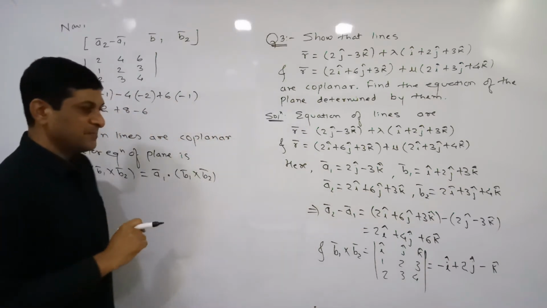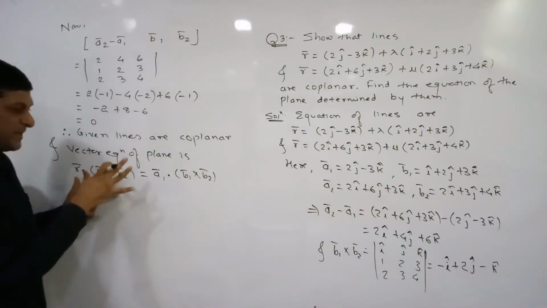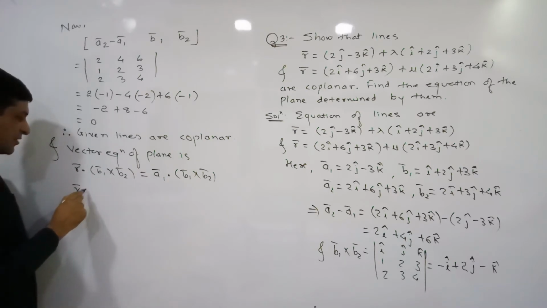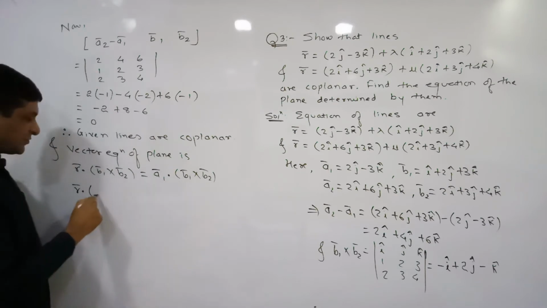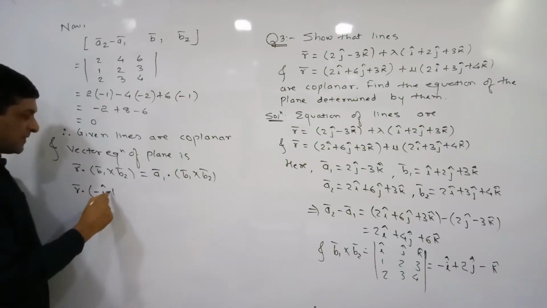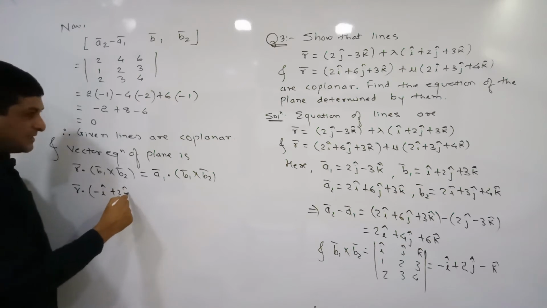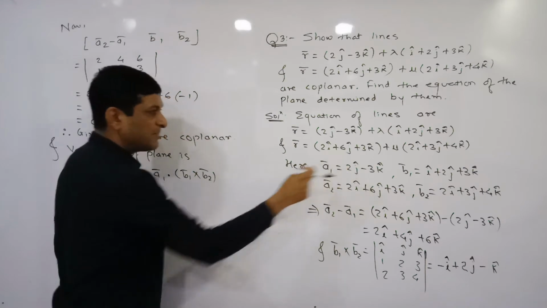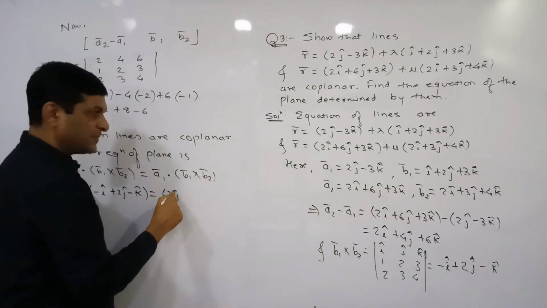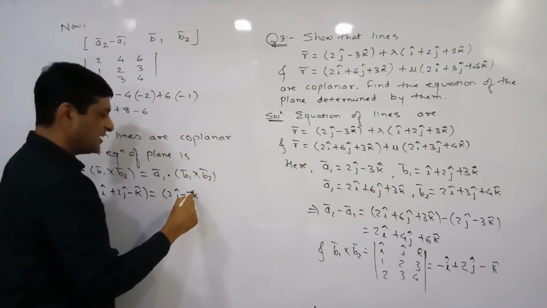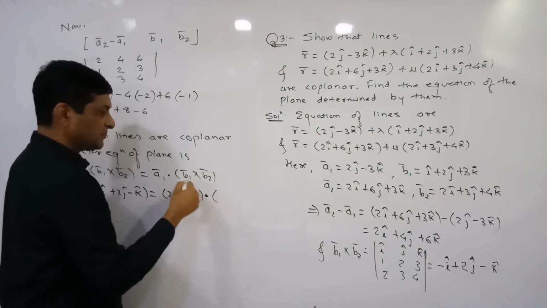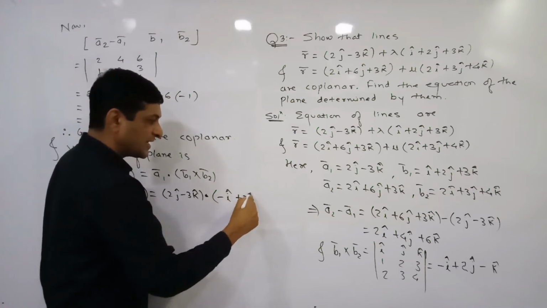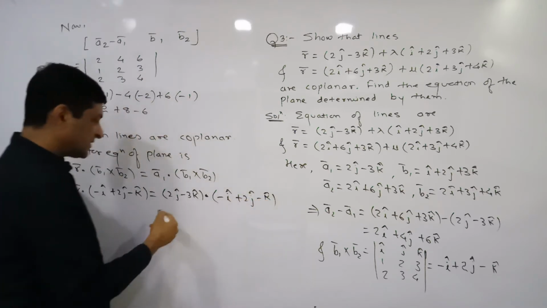Once the value of b1 bar cross b2 bar is known to us, the remaining part is just to substitute the values in this formula. So what we'll get here: r bar dot b1 bar cross b2 bar, its value is equal to minus i cap plus 2j cap minus k cap. On this side, what is the value of a1 bar here? 2j cap minus 3k cap. Keep this dot as it is. Now substitute the value of b1 bar cross b2 bar, that is minus i cap plus 2j cap minus k cap. So simplify this side.